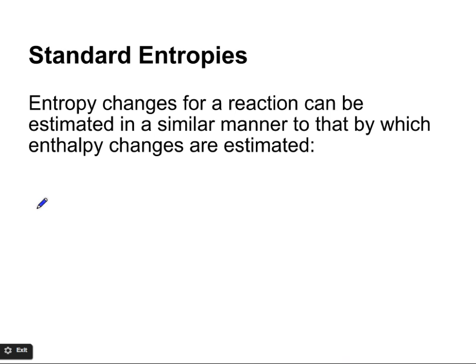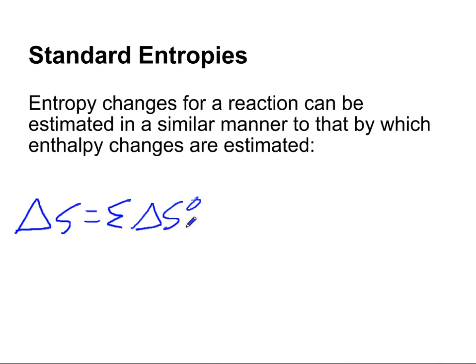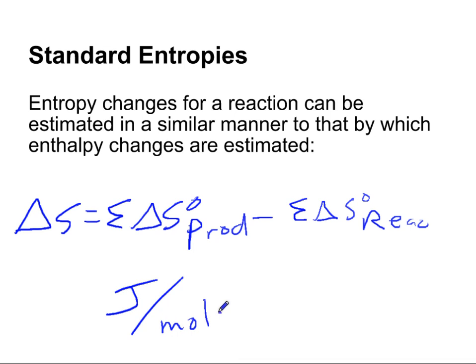So to use those standard entropies to find delta S for a reaction, delta S is equal to the sum of the standard entropies of the products minus the sum of the standard entropies of the reactants. Just like delta HF values, products minus reactants. When you are doing these, you need to pay attention to the units given. Enthalpy of formation was given in kilojoules. The units on the standard entropy table are typically joules per mole times Kelvin.